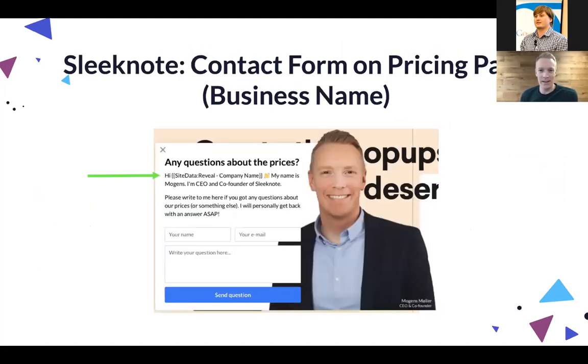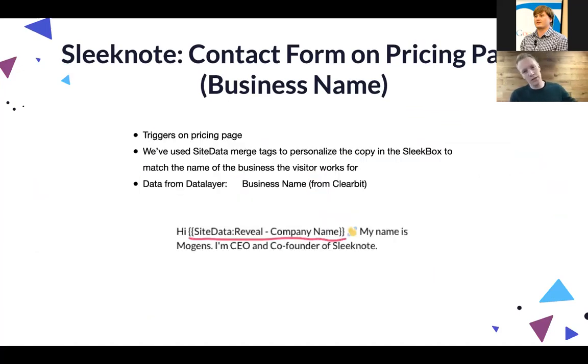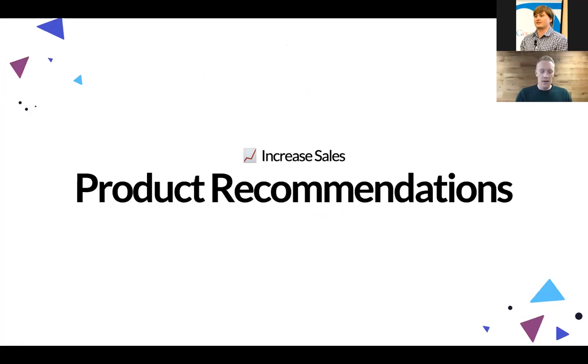And another one here, this is actually also from our own website. In this case, we merge the company name of the visitor. So if you visit sleeknote.com/pricing, you'll see a pop-up with me where it says, any questions about the prices? And then it says, hi. And then hopefully it will show your company name. And then it says, my name is Mogens, I'm CEO and co-founder on Sleeknote. So there's a lot of possibilities in here. In this case, we actually pull this data from Clearbit and we add it into the Sleeknote site data. So there's so many possibilities of making this really relevant and really intelligent.